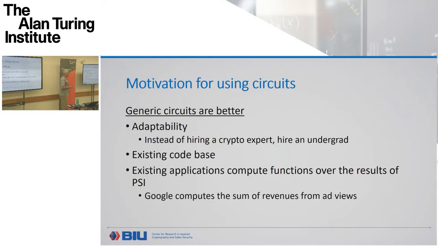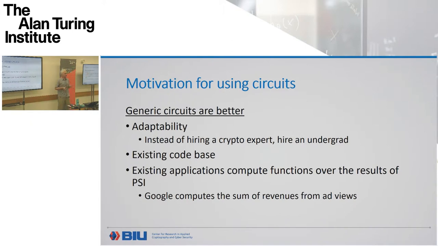Now, there are good reasons to use a generic solution. One of them is adaptability. So consider that you designed a very good solution for computing the set intersection, and then your boss or a customer or a colleague comes and says, okay, I'm not interested in computing the intersection. I want to know how many items are in the intersection, but not the intersection itself. So then you have to work hard or hire a crypto expert to do it for you.